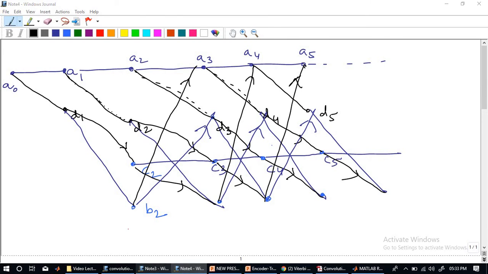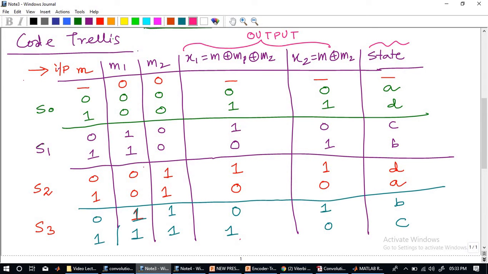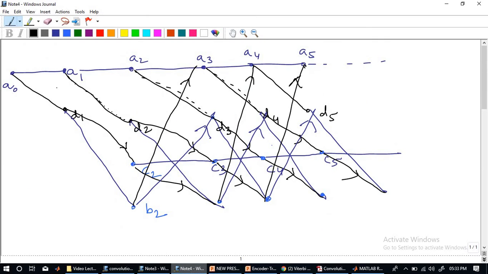For example, suppose this is my A state. When at A state and it's remaining at A state, what is the corresponding output? 0, 0. So your branch weight will be 0, 0, and so on. Branch weight is nothing but the respective output when the transition is happening from one state to the next state. Am I clear with this?